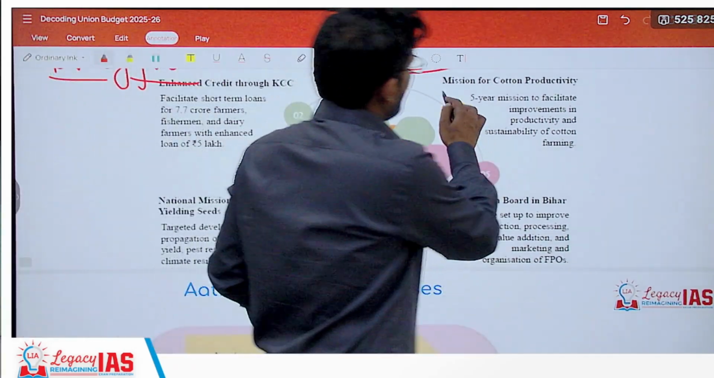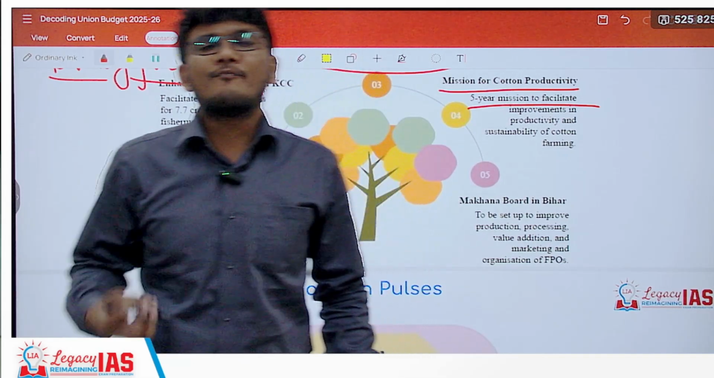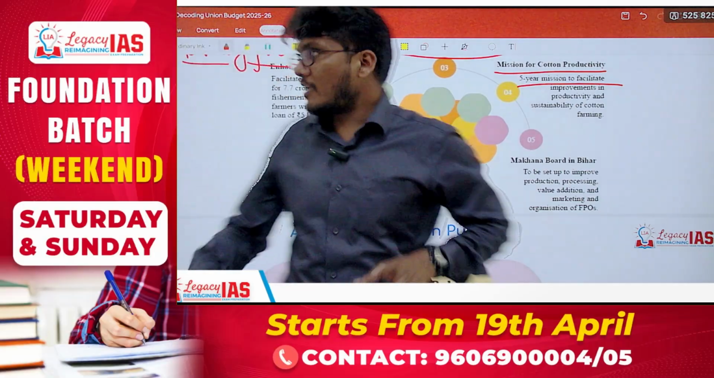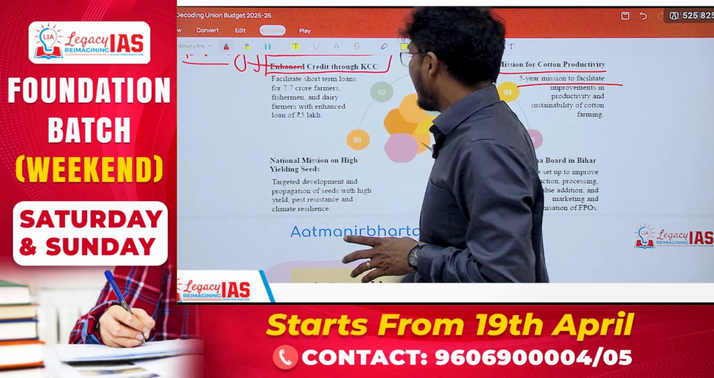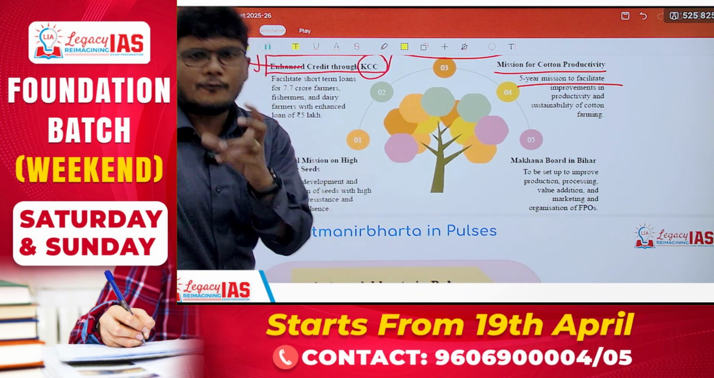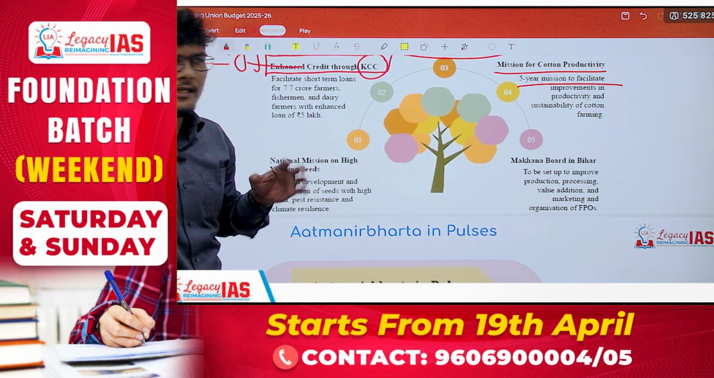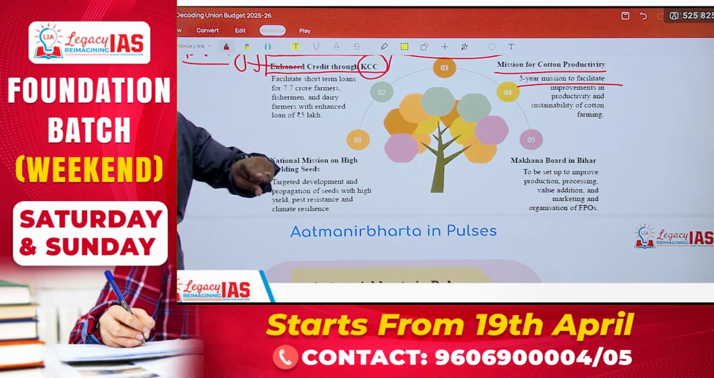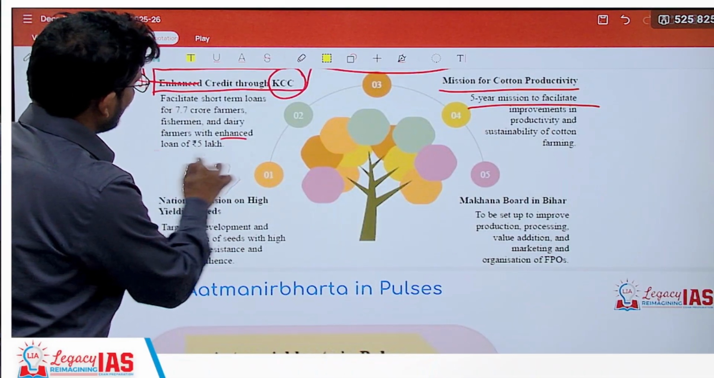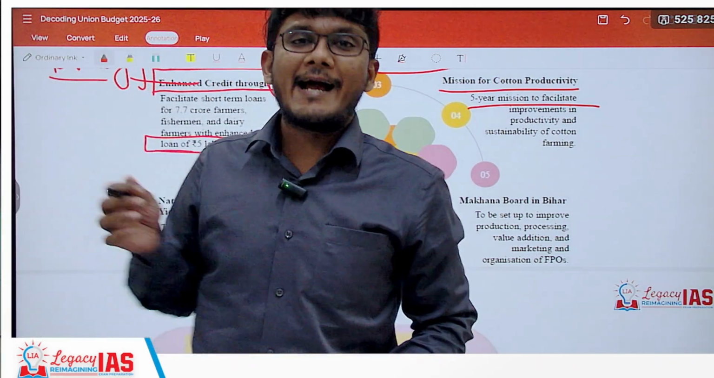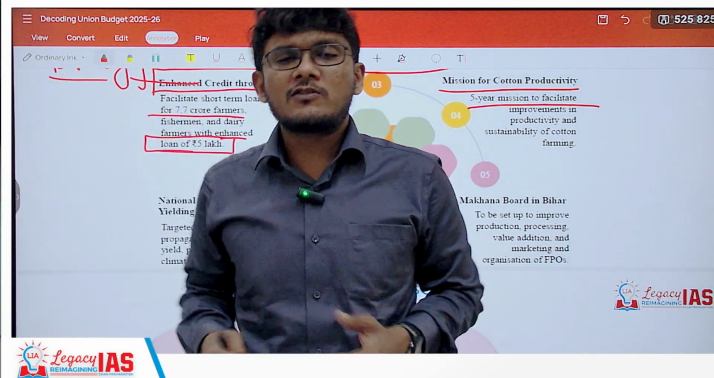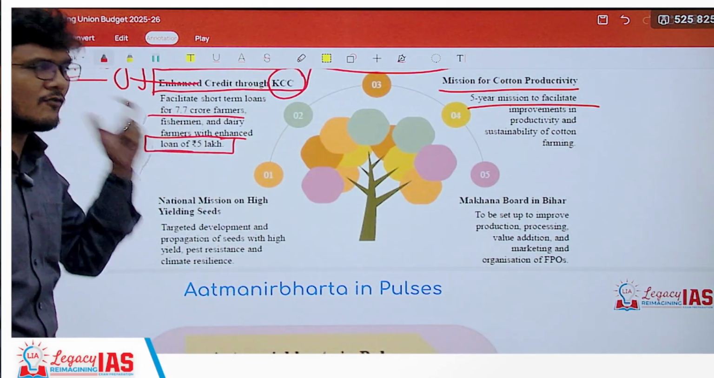Then you have the mission for cotton productivity. It's a 5-year mission which will facilitate improvements in the productivity of the cotton industry. Then a very important scheme here is enhanced credit through KCC, Kisan Credit Card. So the Kisan Credit Card scheme was there, which used to provide collateral-free loans at different levels of around 1.8, 2.3 lakh. Now that facility or that limit has been improved, and it has been enhanced to loans up to 5 lakh without collateral. So under KCC, around 7.7 crore farmers, fishermen and dairy farmers will be able to get loans of up to 5 lakhs without any collateral.